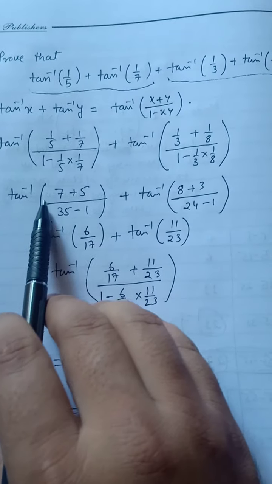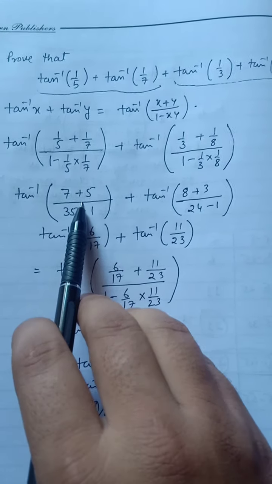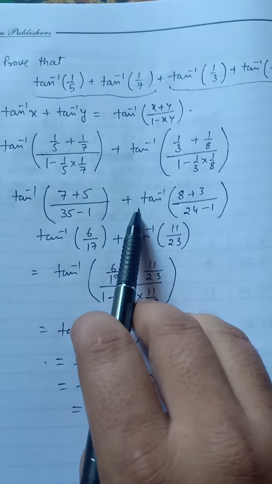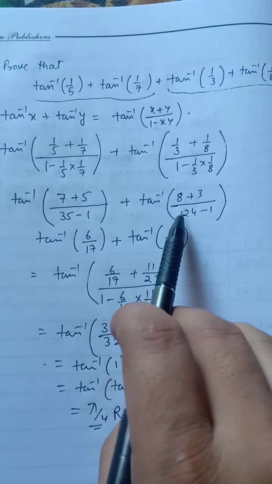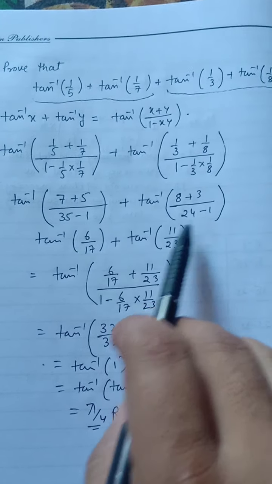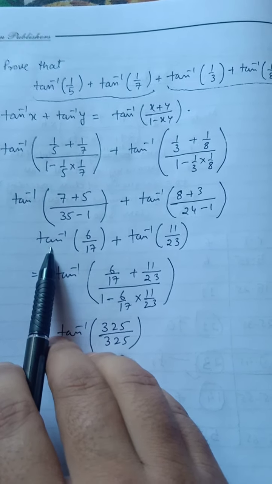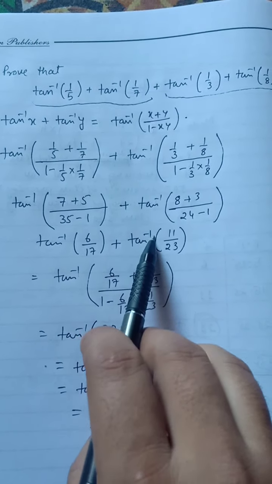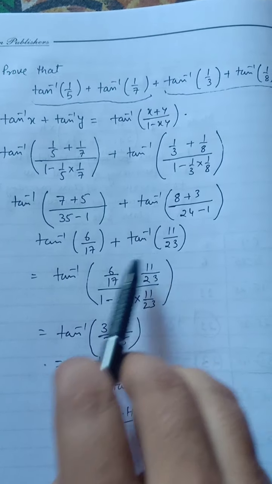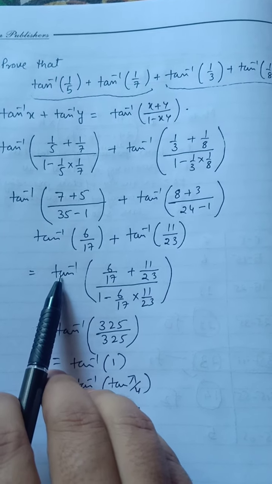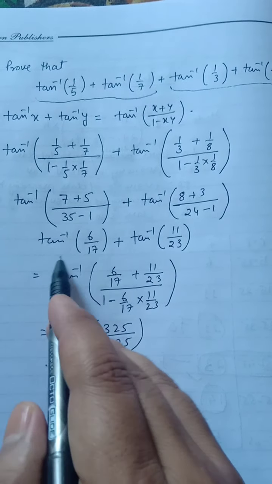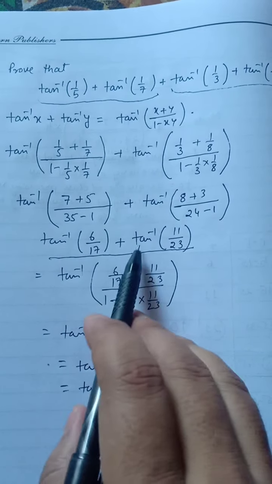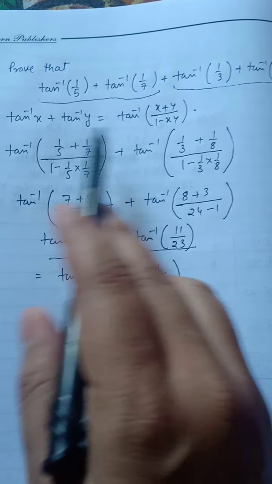Now on solving this we'll get tan inverse of (7 plus 5) upon (35 minus 1), plus tan inverse of (8 plus 3) upon (24 minus 1). It becomes tan inverse 6 upon 17 plus tan inverse 11 upon 23. Again, this is in the form of tan inverse x plus tan inverse y, so we will apply this formula again.